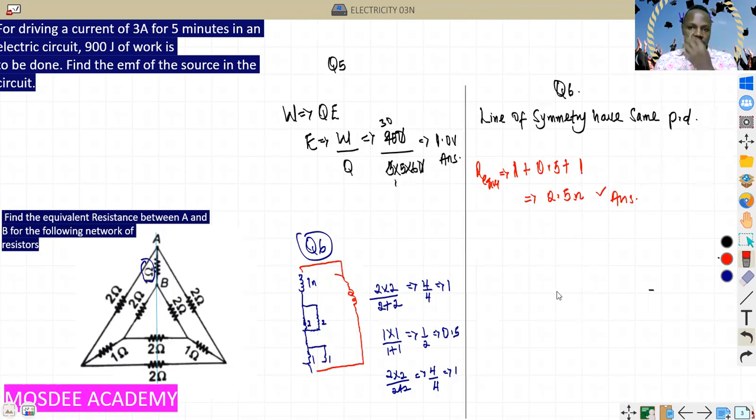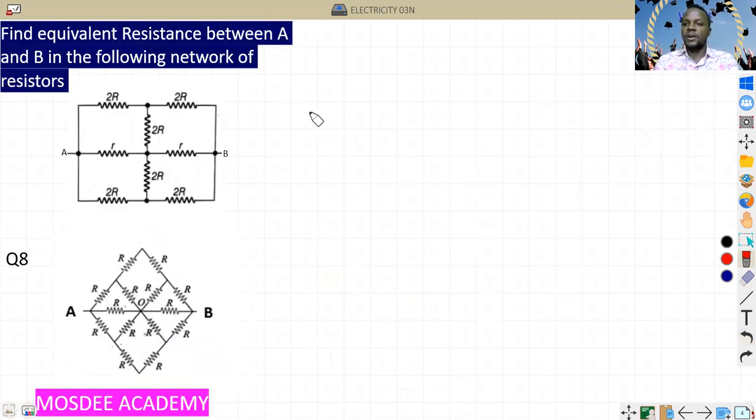So the next is question 7, and that is going to be on the next slide. And we have it here. Very good. Now about question 7, we have: find the equivalent resistance between point A and B in the following network of resistors. I think the question is still testing us on the line of symmetry stuff.